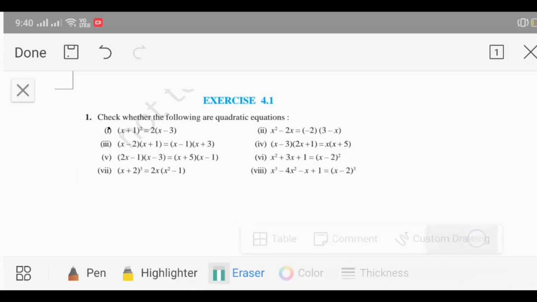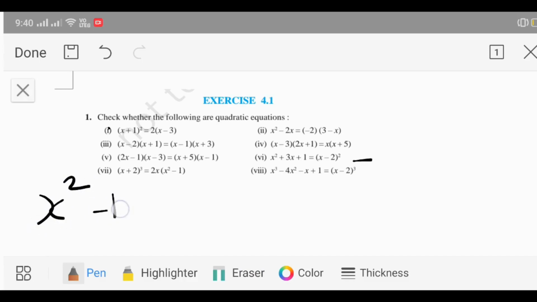Hi all, now we're going to see CBSE Class 10 chapter number 4, quadratic equation, exercise 4.1, Roman numeral 1, question number 6. We need to check whether the given equation is quadratic or not.